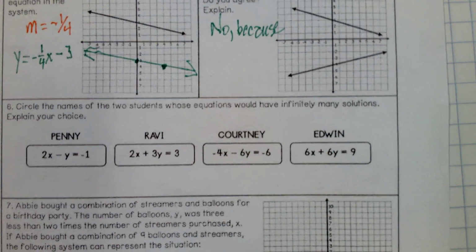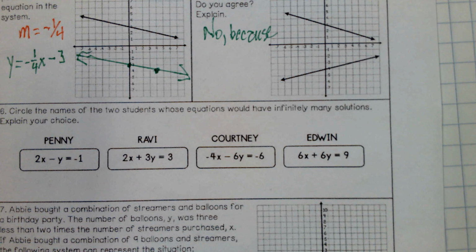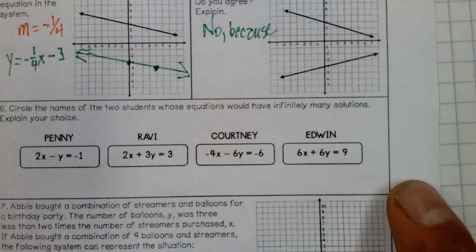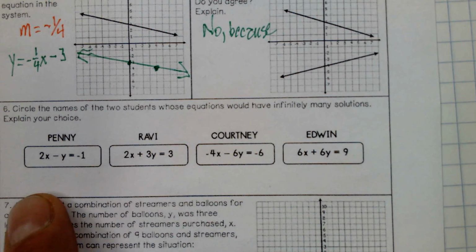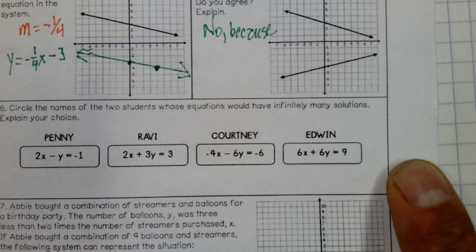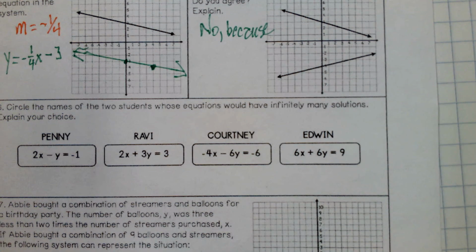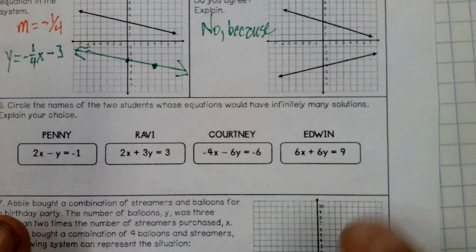Okay, the last one we're going to do is this one. Circle the names of the two students whose equations would have infinitely many solutions. Explain your choice. So to have infinitely many solutions, what do the two equations have to be? Do they have to be positive? Well, they could be positive or negative. They have to be the same. Right now we can't tell because they're in standard form. So why don't you convert each of these into slope-intercept form, and you should have two that are the same. So right now they're hiding. But once you rewrite it in slope-intercept form, you'll see that two are equal.